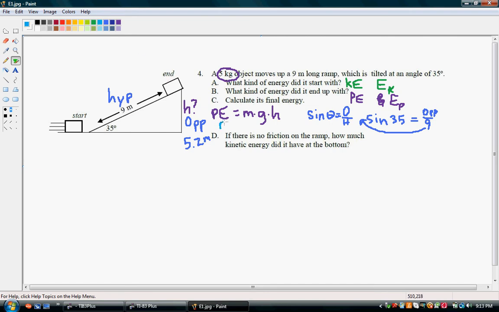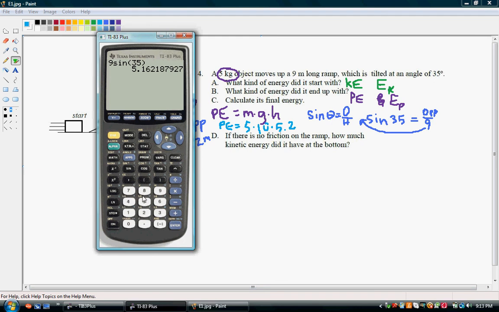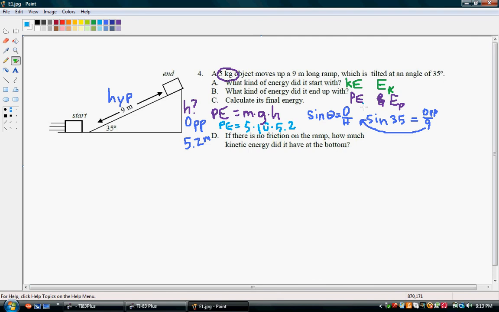So our potential energy is going to be equal to our mass of 5 times gravity, which is 10, times the height, which is 5.2. So we'll plug that in. 5 times 10 times 5.2, and we get 260 joules of energy. And that's 260 joules of potential energy at the top here.